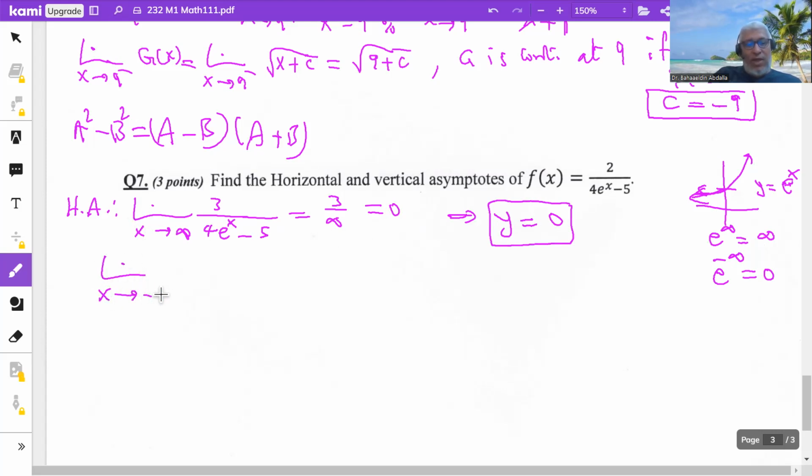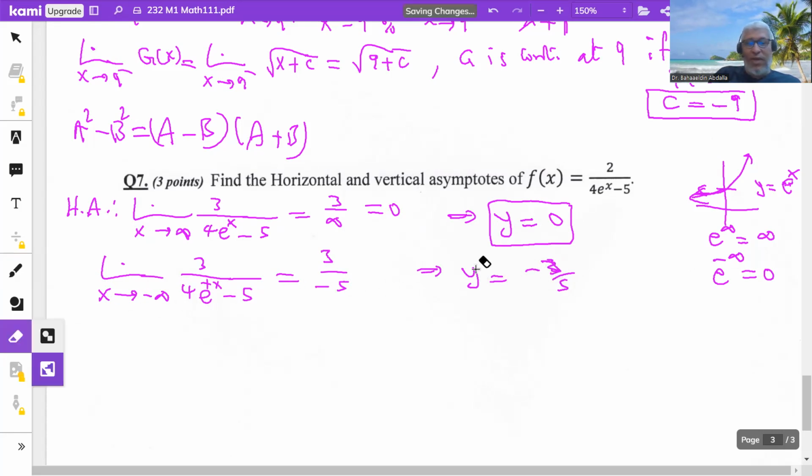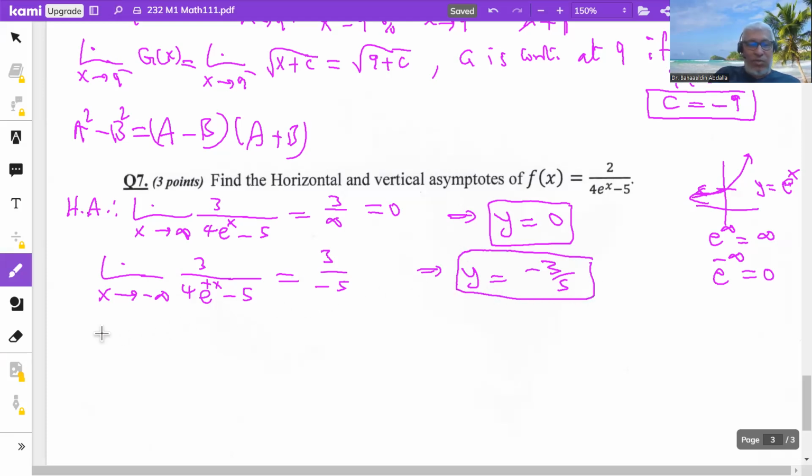Also, we need to find the limit when x approaches negative infinity. Well, e to the power negative infinity is 0, so this would be 0, and I'll have 3 over 0 minus 5, or negative 5. So also y equals negative 3 over 5 is another horizontal asymptote. So this function has two horizontal asymptotes.